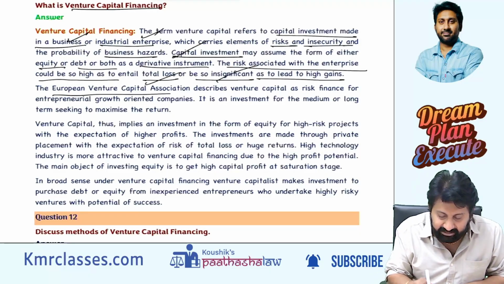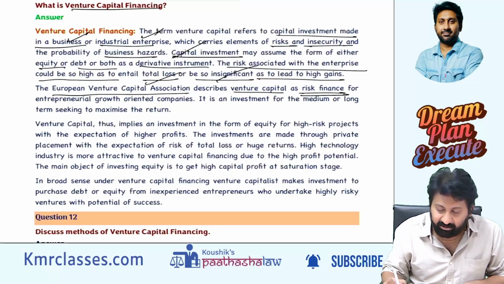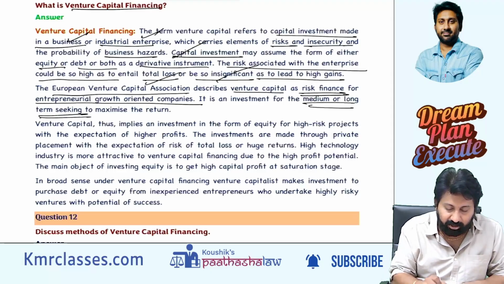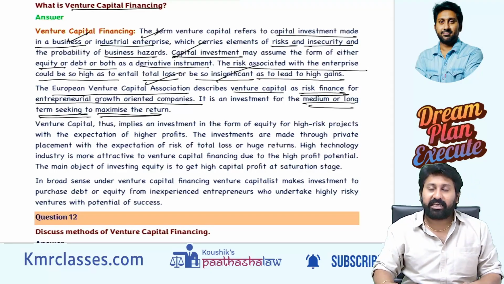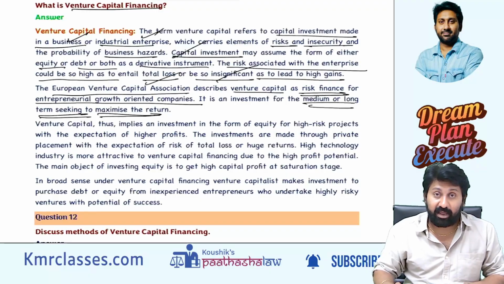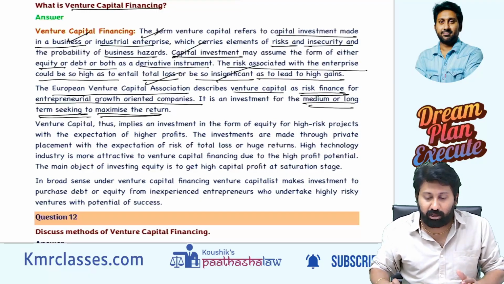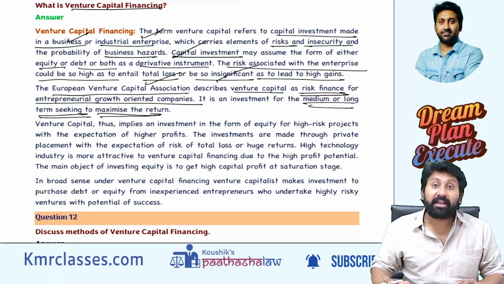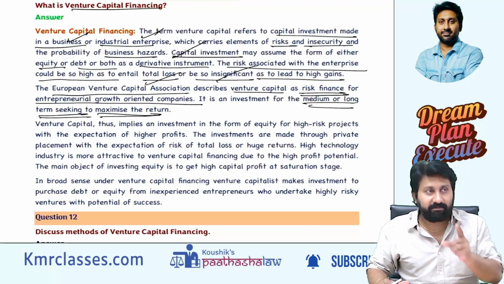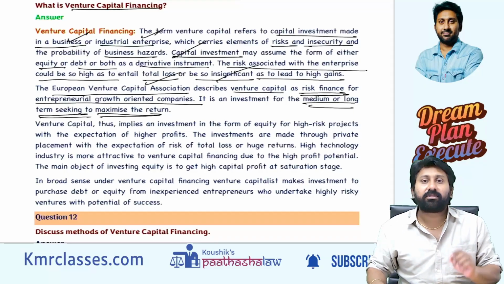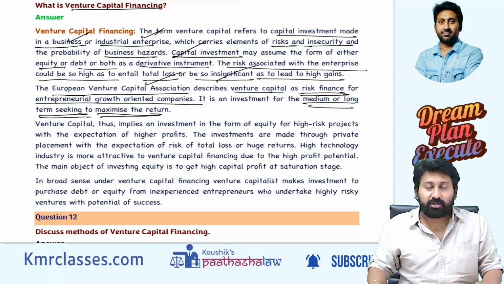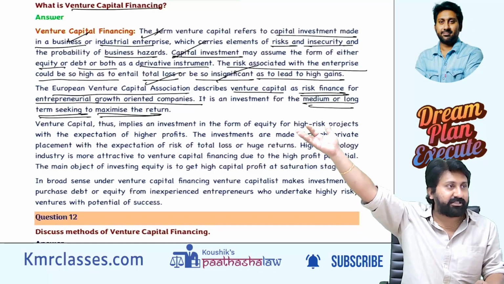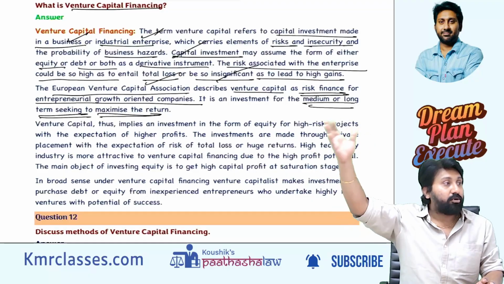European Venture Capital Association describes venture capital as risk finance for entrepreneurial growth oriented companies. It is an investment for medium or long term seeking to maximize the return. Generally, banks don't give the loan, without going for the banks, because such a high amount of risk is involved. Venture capitalists will be there. Who will be there? Venture capitalists, billionaires, millionaires. Warren Buffett, all these people do this. What they will do? They will venture the capital. So simply to tell, there is a venture. They will fund the capital. They know that it is very risky. Anyway, they have invested in so many companies now. They are ready to take that risk to get a higher return.